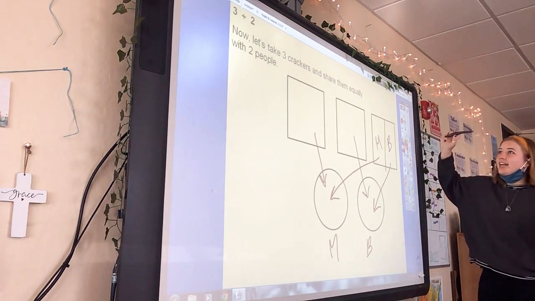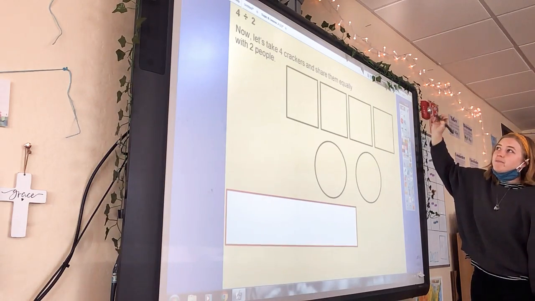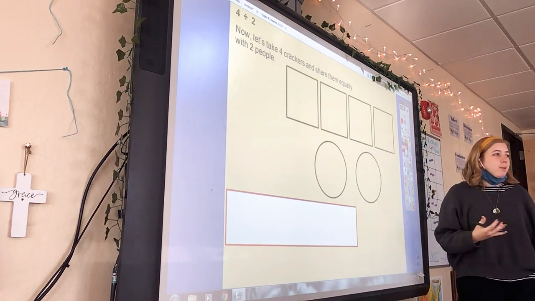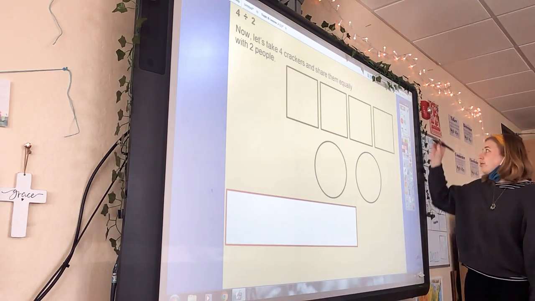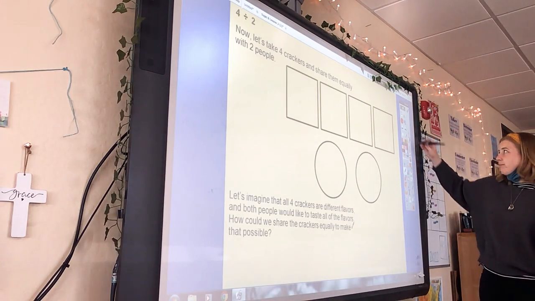I know it's super simple, but we're getting to the more hard part, okay? I promise. Put your hands up. I know. Okay? This is pretty straightforward. 4 crackers divided by 2 people. What is it? 2. Okay? Chill.